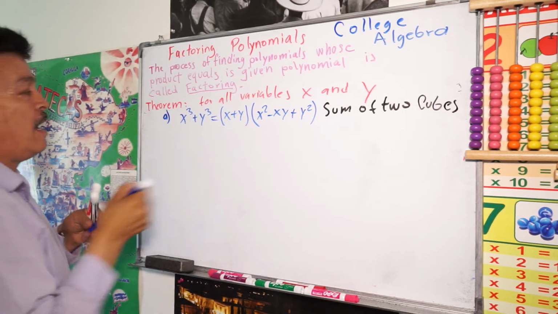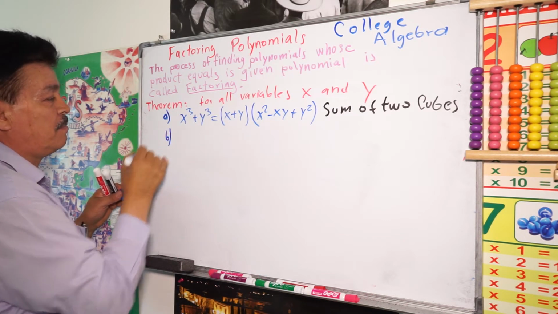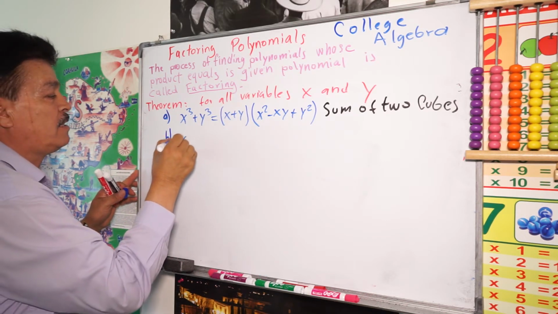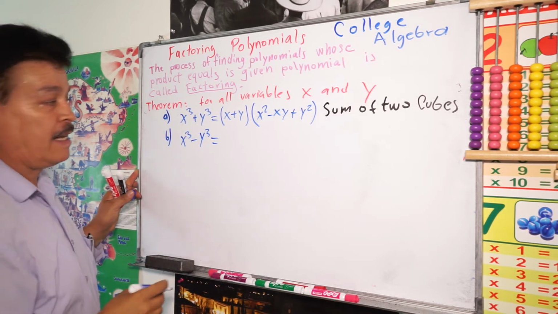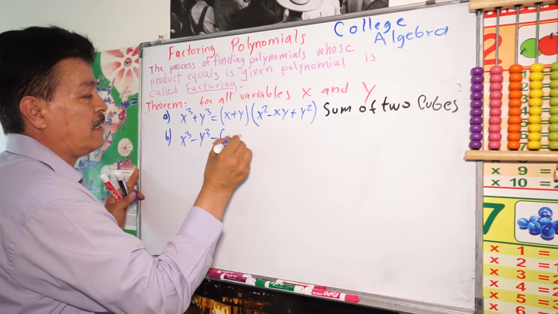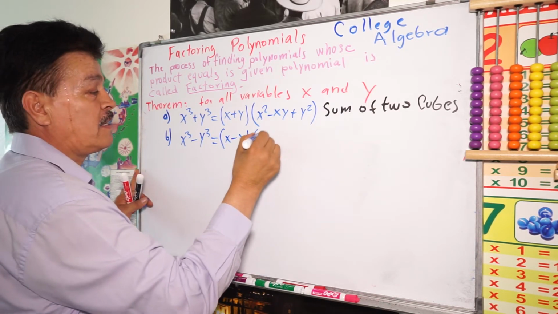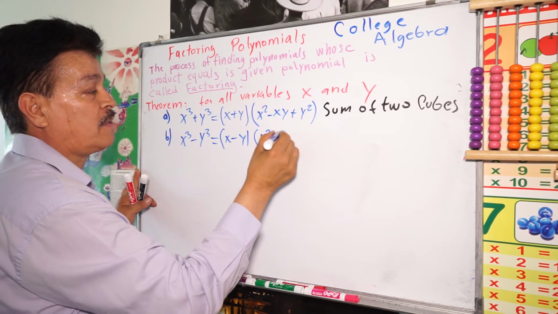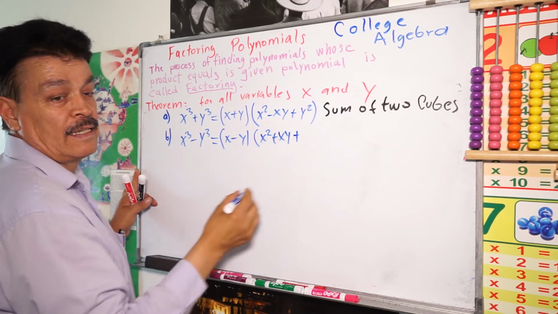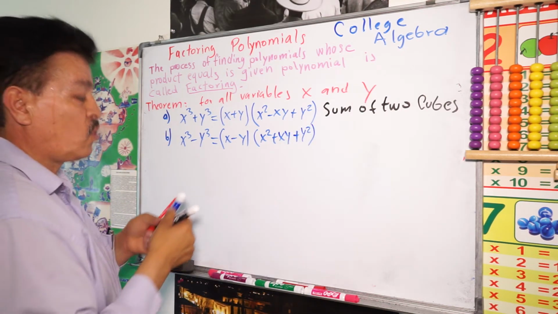We have another kind of factoring. This case is, for example, x to the third power minus y to the third power. This is a little bit different from the first one: x minus y here, and then times x squared plus xy plus y squared. See the signs. How is this called? This is the difference of two cubes.